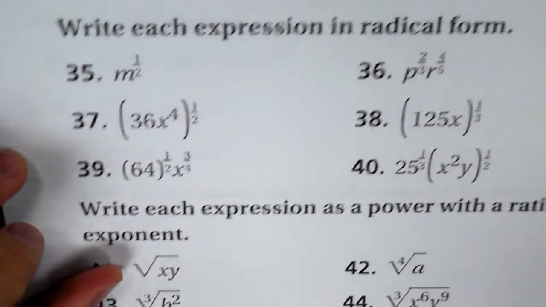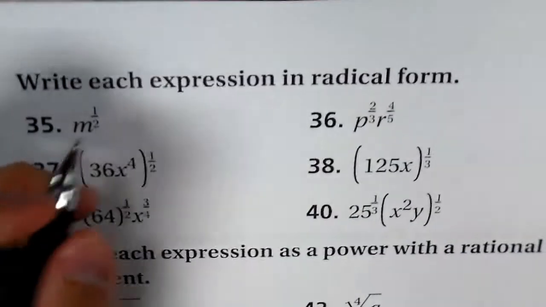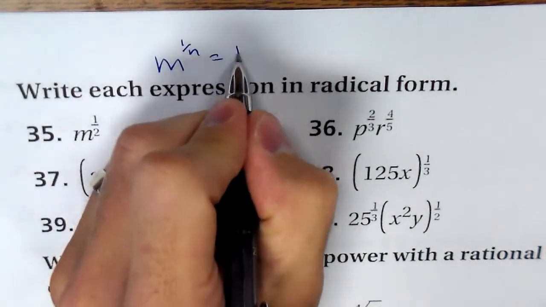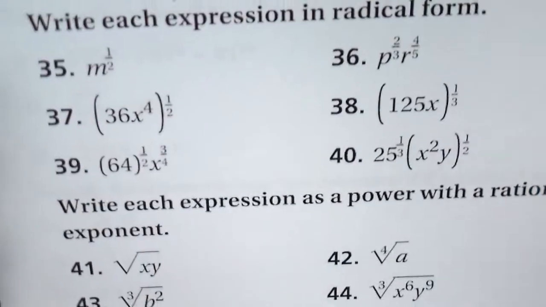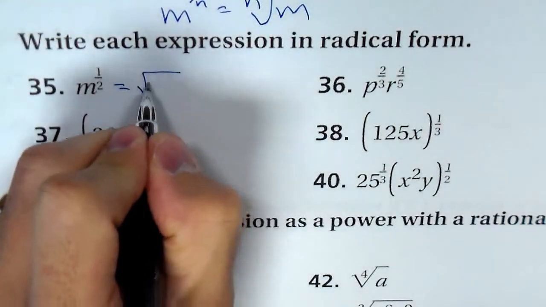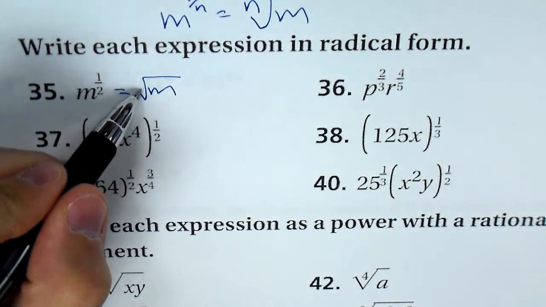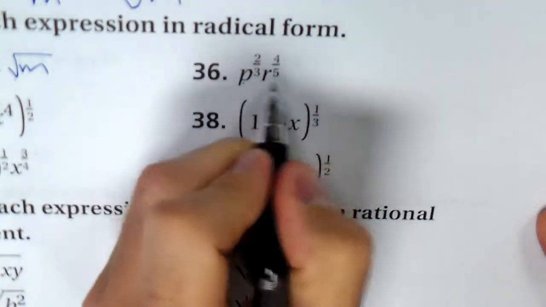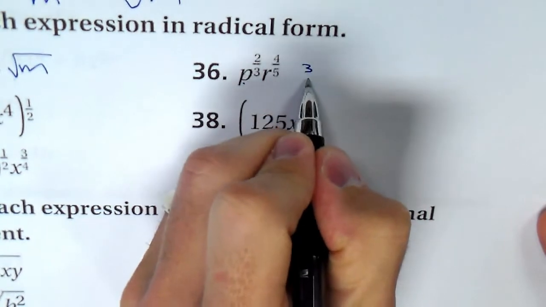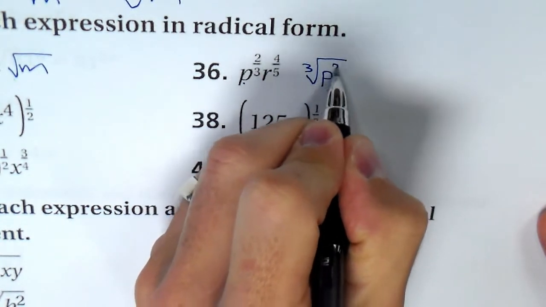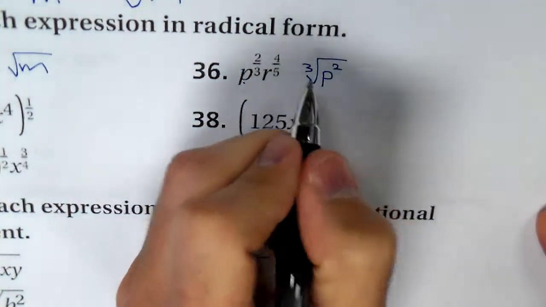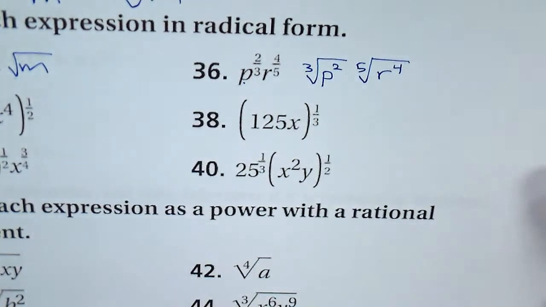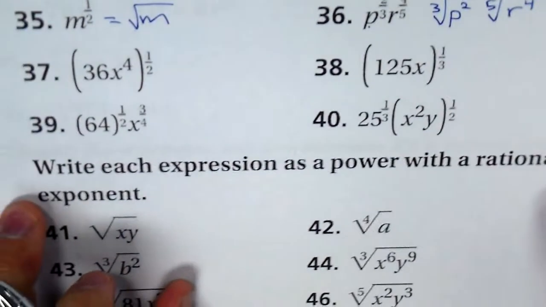So on 35, we're looking at writing it in radical form. So anytime we have a value to the 1 over n, we could write that as the nth root of that value. So m to the 1/2 is the square root of m. You don't have to write the 2 there because if we use that symbol, we are assuming that is a 2. For 36, I have 2/3 for the exponent of p. So that means I could put the 3 into radical and write p squared inside the third root. And then r, since it has a 5, is the 5th root of r to the 4th. So that denominator becomes the root. The numerator can stay in the fraction.